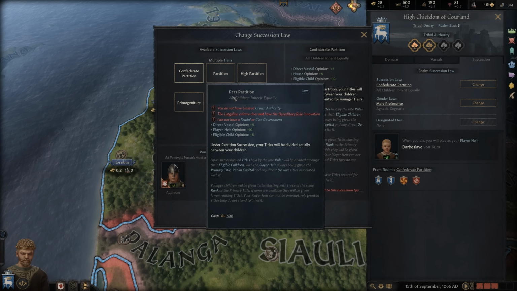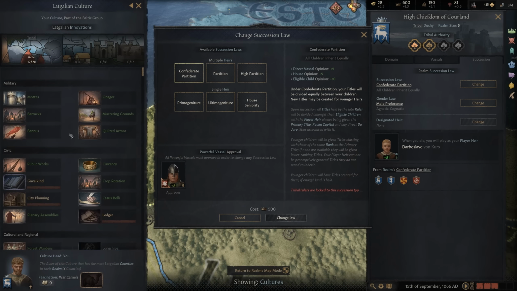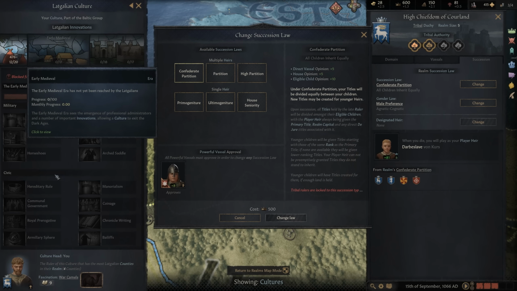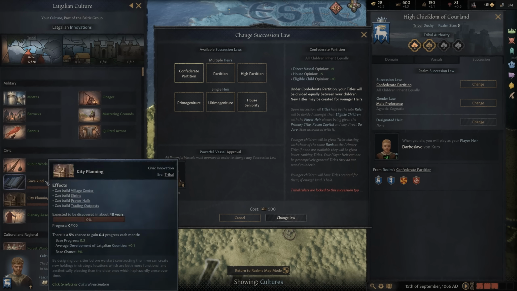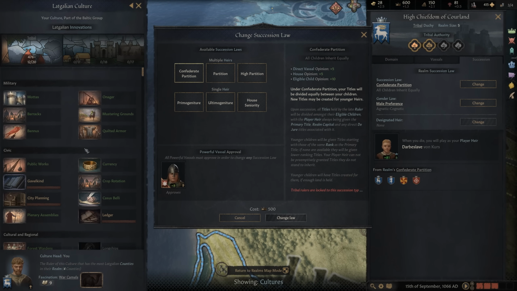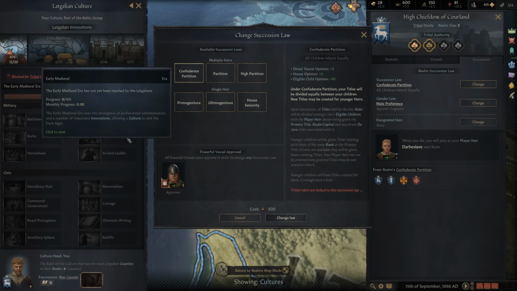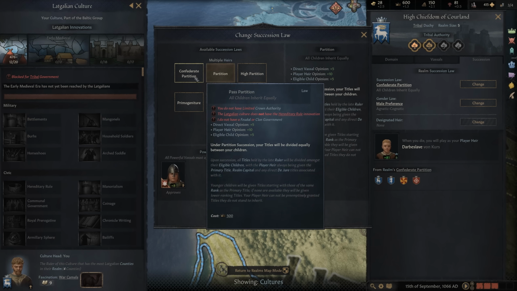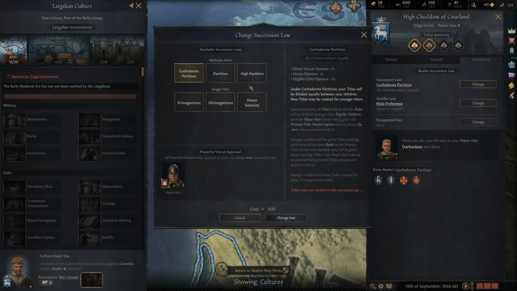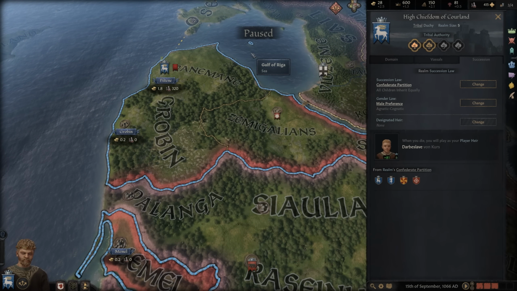You can't go to partition because you have to have hereditary rule, which is part of being feudal. If you want hereditary rule, it's in the early medieval. It's right there. So you're locked into all of these tribal innovations, and you have to complete a certain percentage of them before you can even move into early medieval and become feudal. So that's a pretty big kick in the teeth, as they say. But there is a way around this.